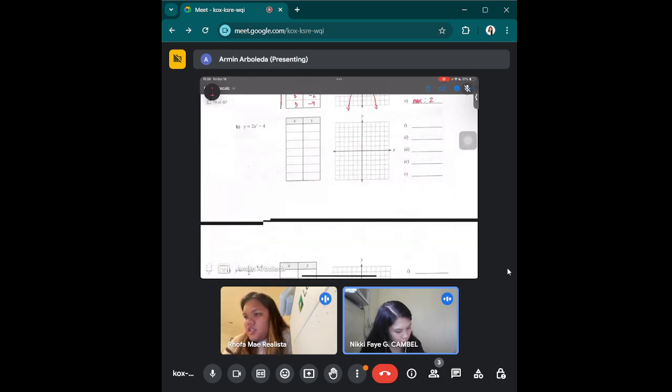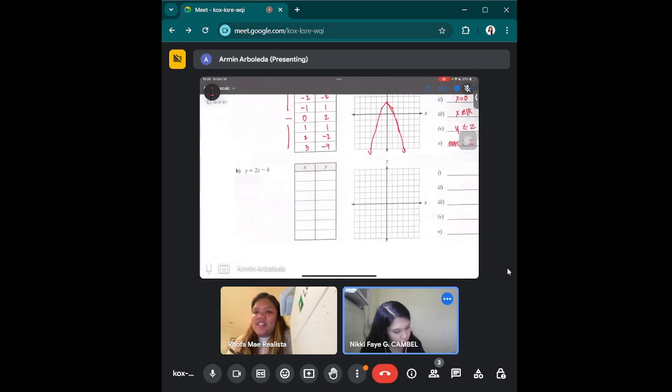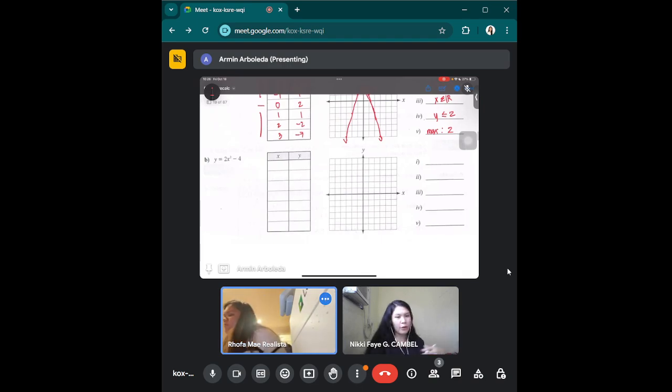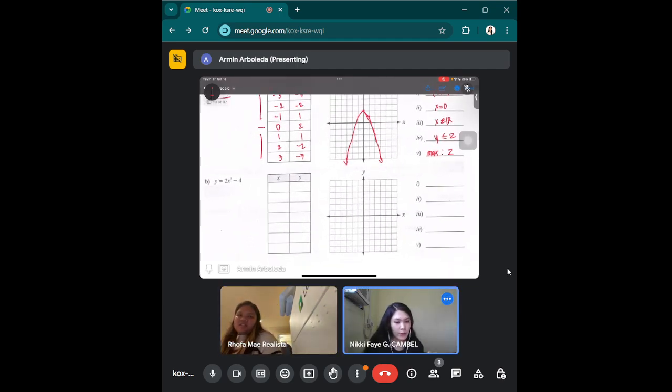Not yet. Can you answer letter B first? Okay. Nasa CR lang po ako. Sige, wait lang. Thank you. Para makapag-charge ko yung pen ko. Pwedeng same values nang nilagay mo sa taas. Opo, pwede po. But you can try other values as well if you want to try. Thank you. Charge ko po muna yung pen ko.